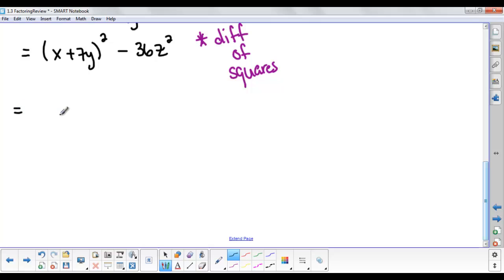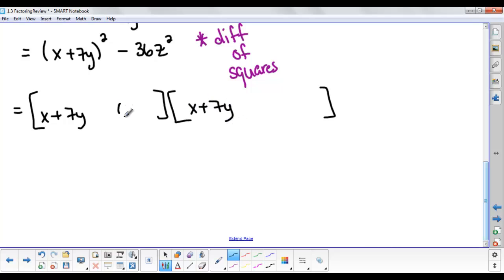Okay, so difference of squares. Open up 2 brackets. Square root the first term. Square root the second term. 1 bracket gets a minus sign, and 1 gets a plus sign. And we're all finished there.